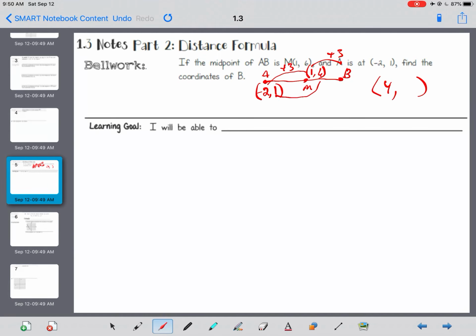1 plus 3 is 4. From 1 to 6, we added 5. So when we go up, we're going to add 5 more. 6 plus 5 is 11. So B is at 4, 11.